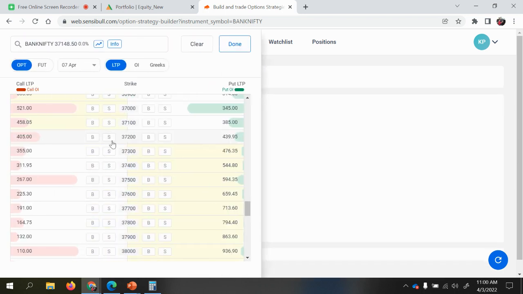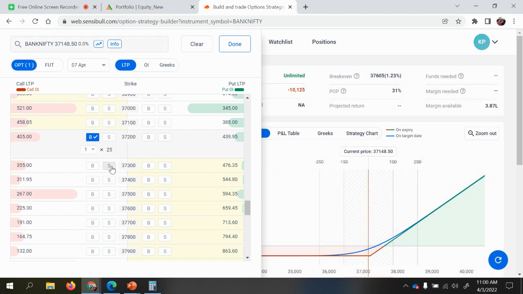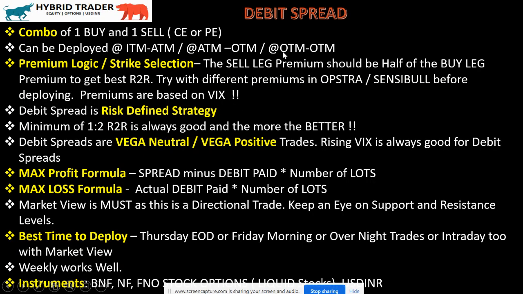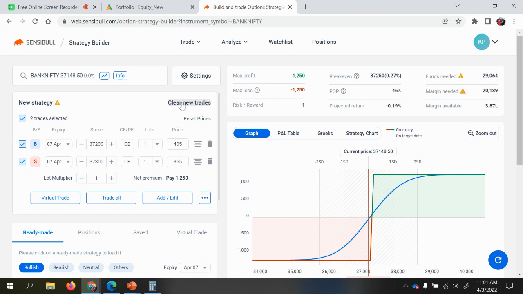Okay, so I'll try to buy one at the money, and then I'll try to sell one OTM. See, when we do this, this is almost 1:1, right? We have the potential of losing 50% over here. So let me cover what will happen if I go OTM to OTM. Let me clear this trade.